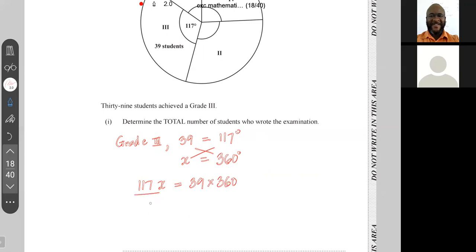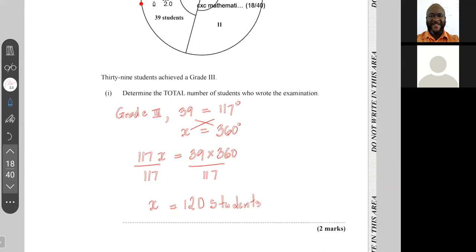Then I'm going to divide both sides by 117. And now X, the total number of students, would be 39 times 360 divided by 117. The answer here is 120 students. So 120 students wrote the examination.